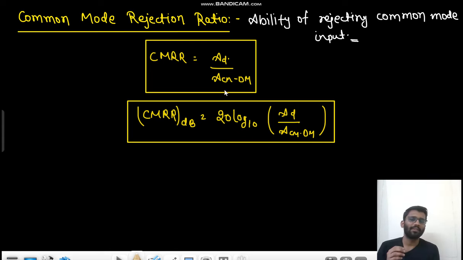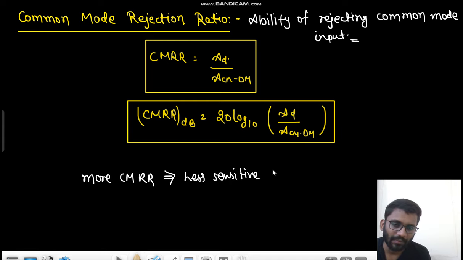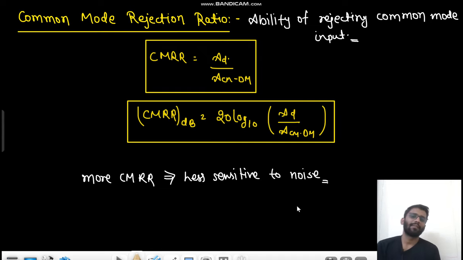Let us assume if this is 0, then CMRR is infinity. If this is 0, CMRR will be infinity. So it has a great ability of rejecting common mode differential gain. That means noise will not be there. More CMRR means less sensitive to noise. So this is the definition, and we will have some questions on this in op-amp, where we will see more. For now, just remember the formula and the concept: CMRR is the ability of rejecting common mode input.